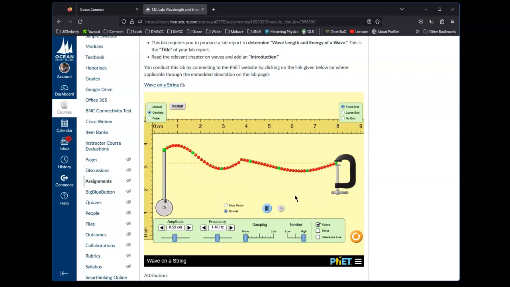Okay. The reason it's going crazy like that, it's not really a standing wave. There is some distortion, as you can see. It's because there is no damping. So let's say I'm asked to find the wavelength. Well, how do I measure the wavelength of this thing?